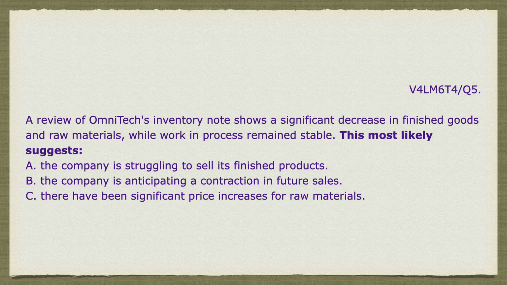A review of Omnitech's inventory note shows a significant decrease in finished goods and raw materials, while work in process remains stable. This most likely suggests: A. the company is struggling to sell its finished products. B. The company is anticipating a contraction in future sales. C. There have been significant price increases for raw materials.